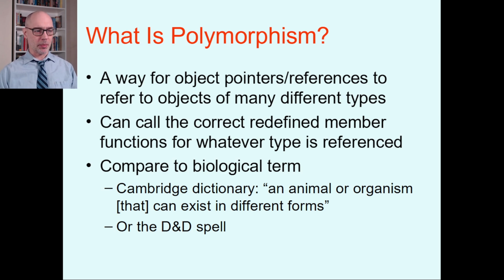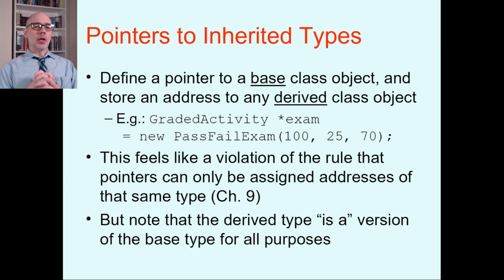So here's the first step if you want to make that happen. You can define a pointer to a base class object in a hierarchy and use it to store the address of any derived class object in the hierarchy. So here's an example of that. Based on the examples in our prior lecture, you can make a graded activity pointer, call it exam, and then you can make a new, here we're using dynamic memory allocation, pass-fail exam, get that address, and store it in the graded activity pointer.